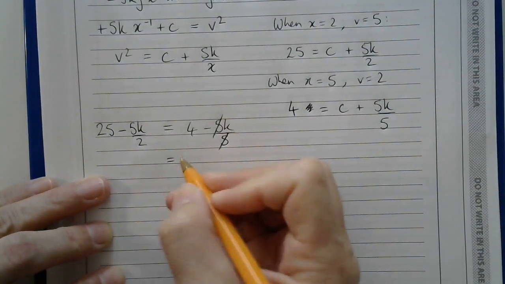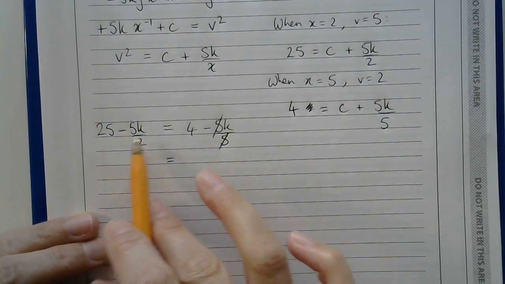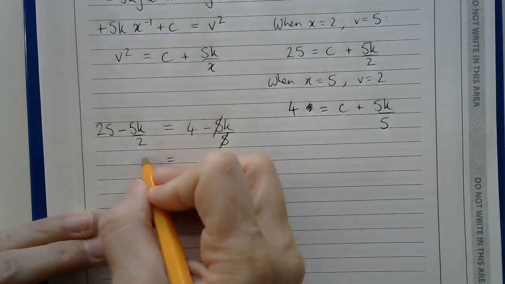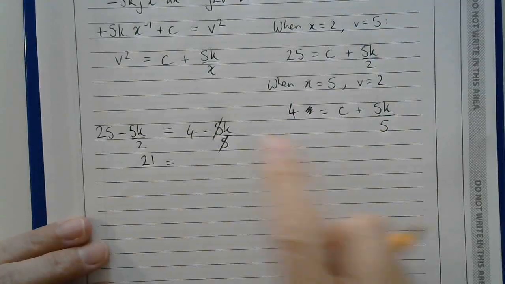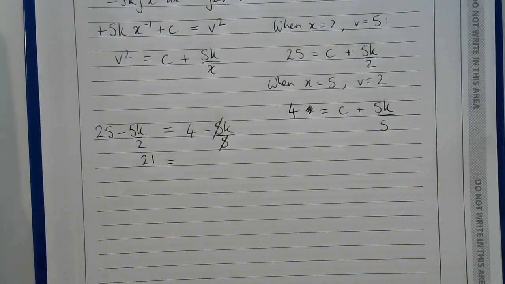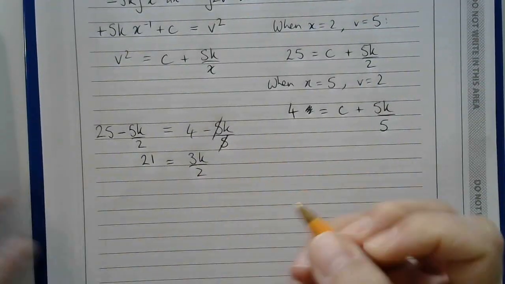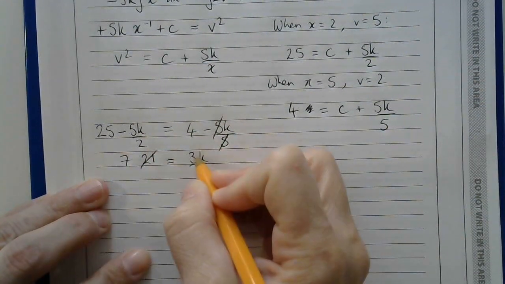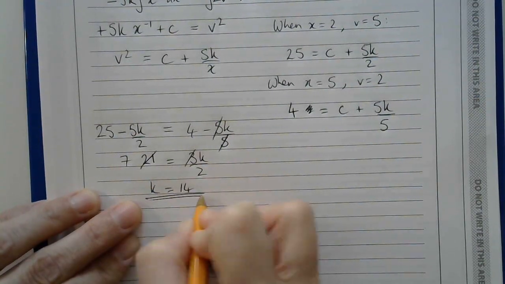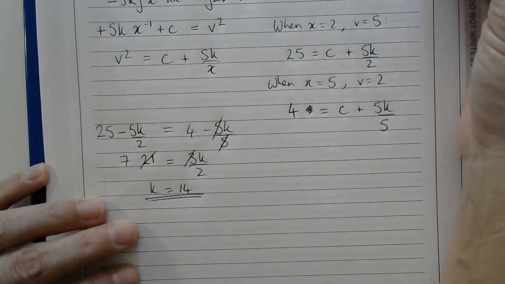So if I do, let's add this to both sides and take away 4 from both sides. So if I take away 4, I shall end up with 21 on the left hand side. And here I get negative 1k plus 5 over 2k, which will make 3 over 2k. Dividing both sides by 3, I get this, and then doubling both sides, I get that k is 14. Okay, and that is worth 8 marks.